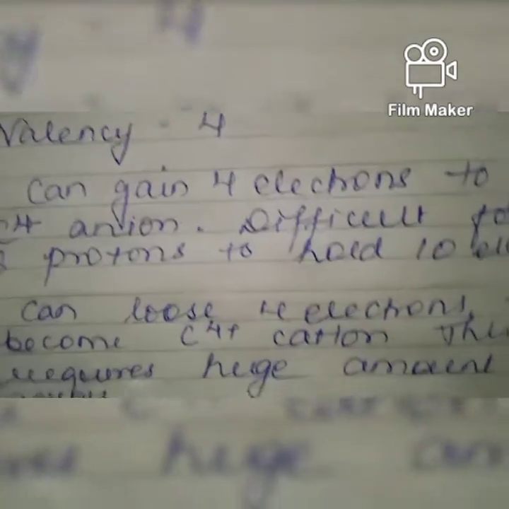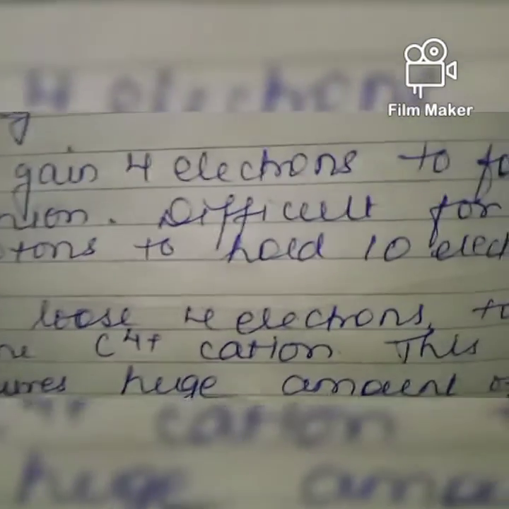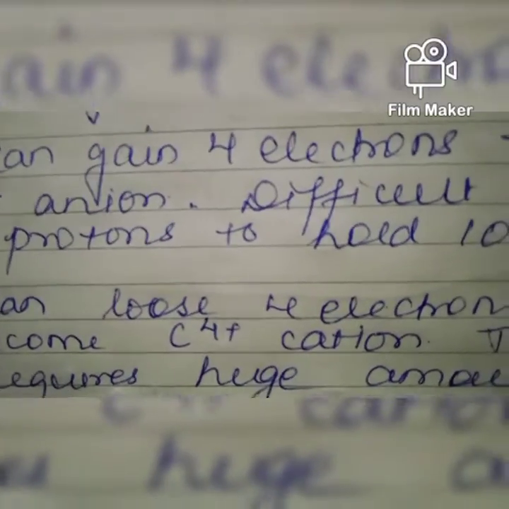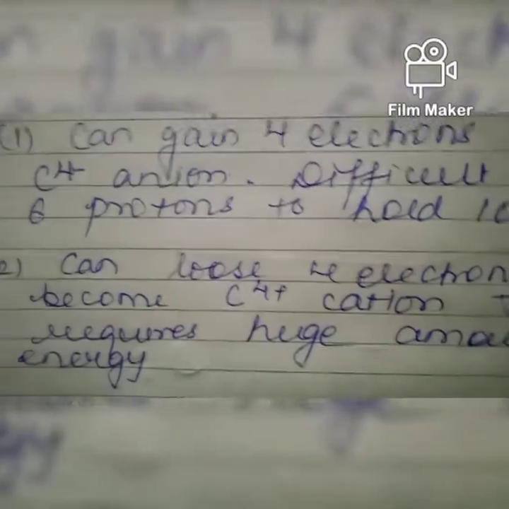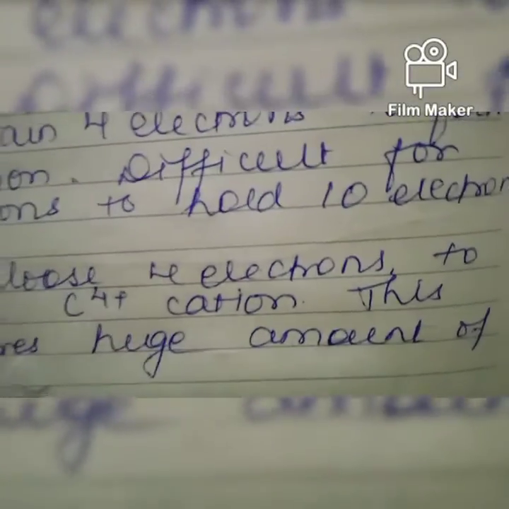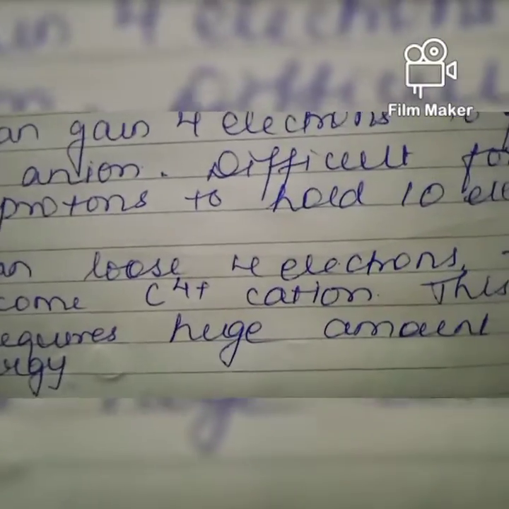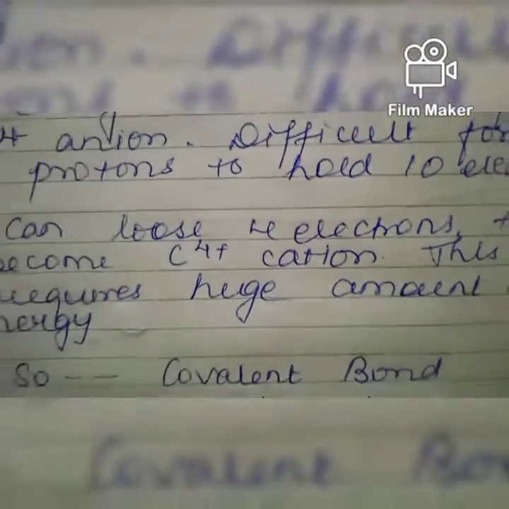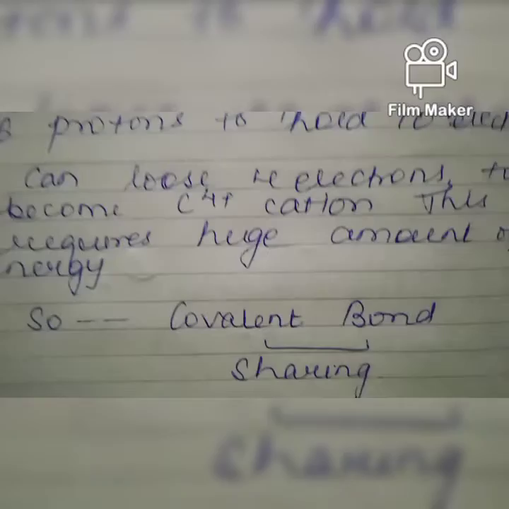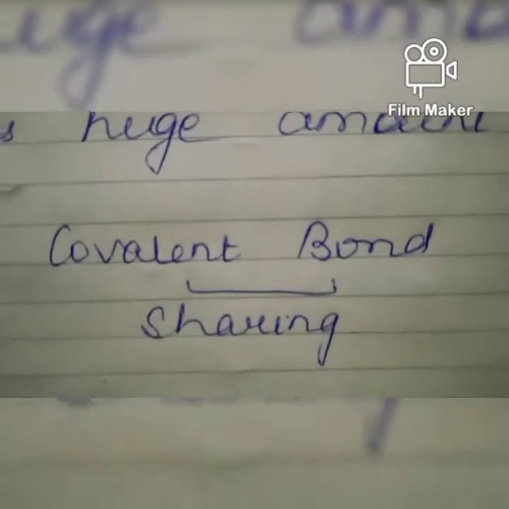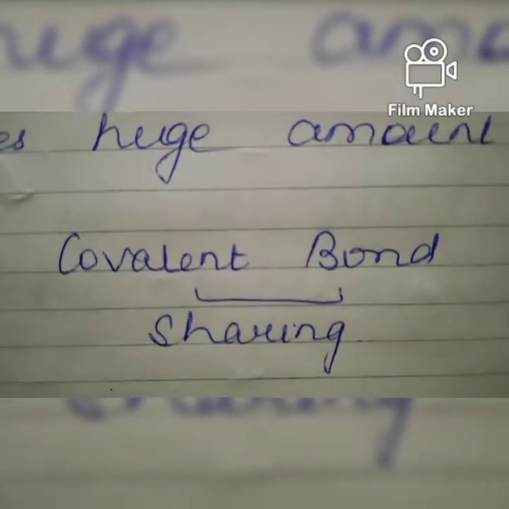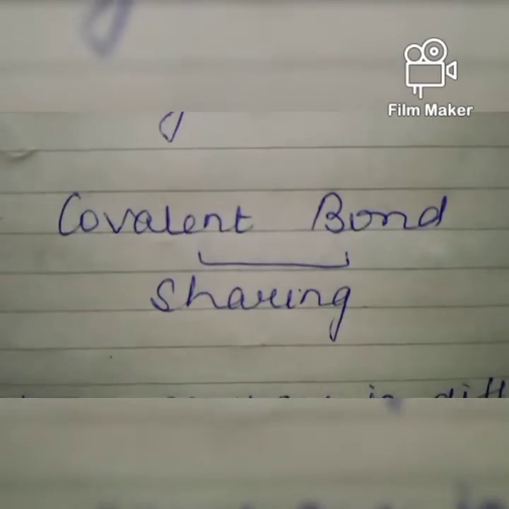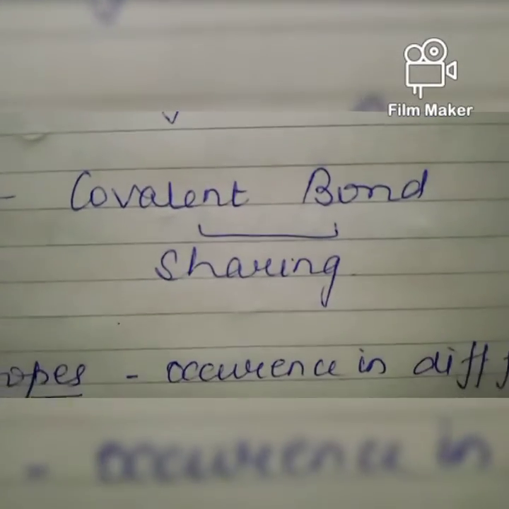Okay, suppose we assume that it can lose 4 electrons. Now what will happen? Now it will become C4 plus, but it will require a huge amount of energy to remove 4 electrons from such a strong binding. So it goes for sharing. This sharing will give it a covalent bond with whichever substance it is reacting with.